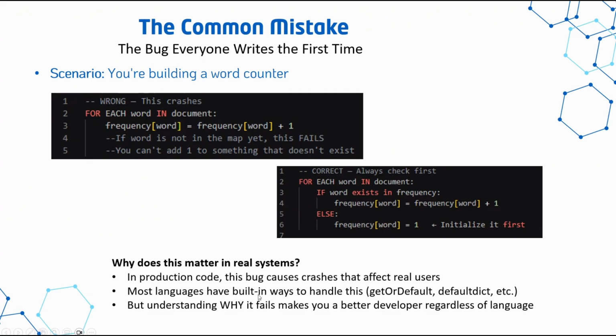Most of the languages have built-in ways to handle this. Like in C#, we have this GetOrDefault. So in C#, if you are writing this code, if there's no if condition, and it's trying to loop something, it will automatically handle it. But if you are playing with JavaScript, more low-level languages, this matters a lot. Understanding why it fails makes you a better developer regardless of the language. So know the concepts. That's why I think we need to discuss these hash maps and all this stuff.